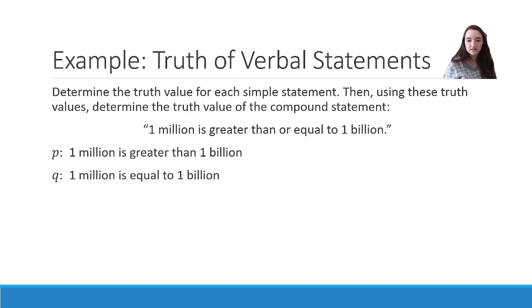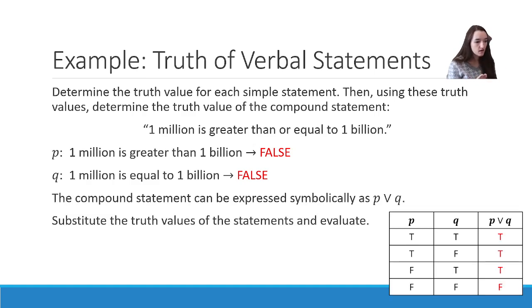Well, no, a million is less than a billion, right? We know this. But we're going to break this down. I'm using a sort of easy example just so that we can see how the breakdown works. So 1 million is not greater than a billion, so that one is false, and then 1 million is equal to a billion, also false. The compound statement here can be expressed as P or Q, though, because it is greater than or equal. So that's P or Q.